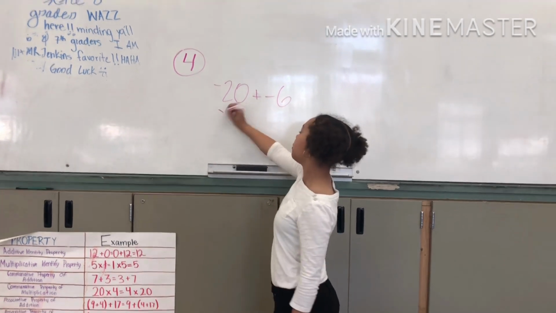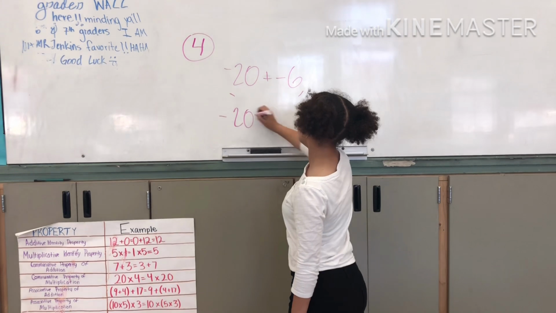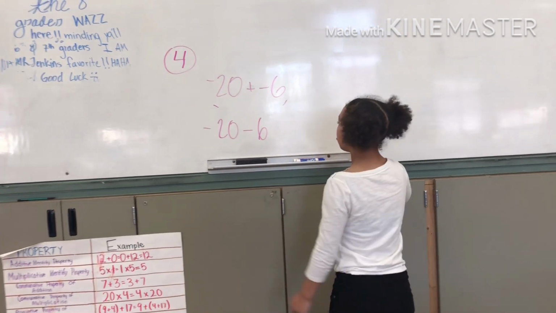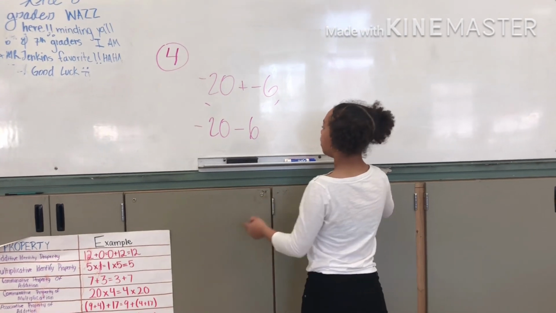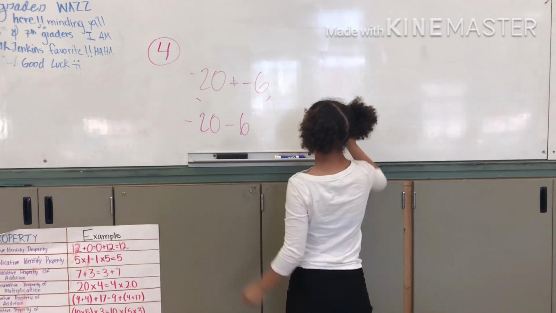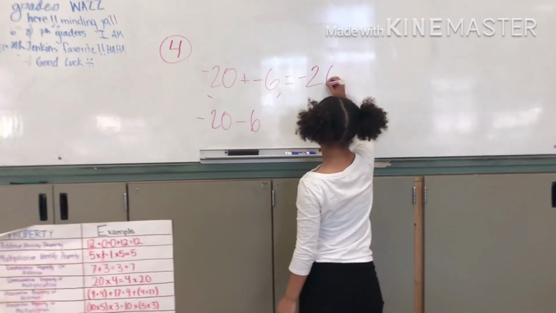The fourth way is negative 20 plus negative 6. To rewrite this equation, it would be negative 20 minus 6. Since you are subtracting, you're going left 6 times from negative 20. So then, negative 20 minus 6 would equal negative 26.